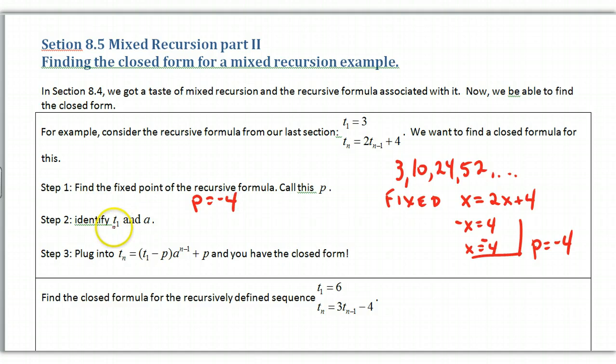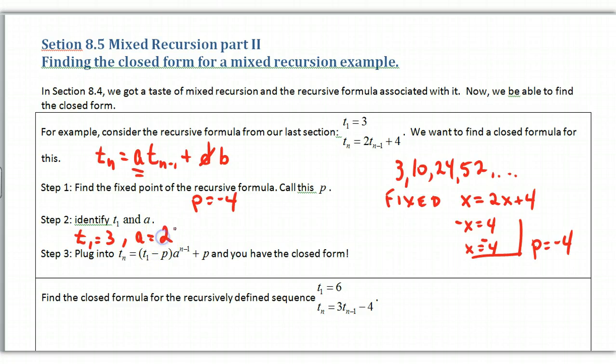Then it says identify T1 and A. T1 is equal to 3. That couldn't be any harder. Then for A, in mixed recursion, T sub n is equal to A times T sub n minus 1, and then plus some difference. In this format, this is our A. And in fact, we'll call this B instead. What we do is plug these things into this formula, and then we have our closed form. I'm not going to derive this here for you, but this is the formula that we use.